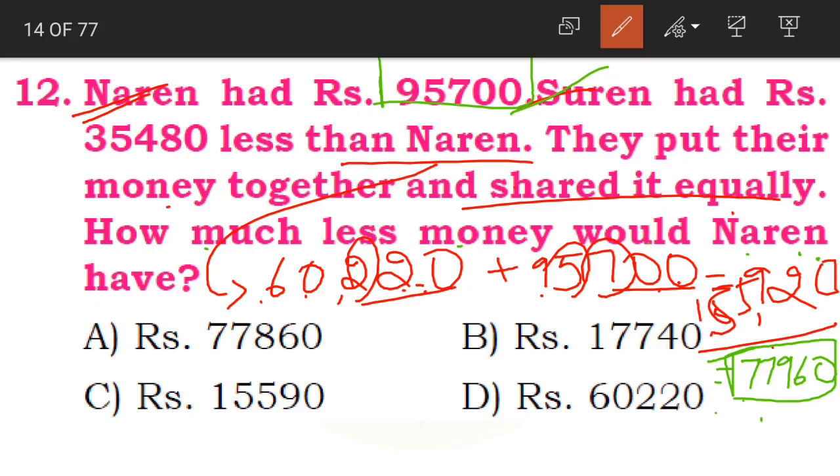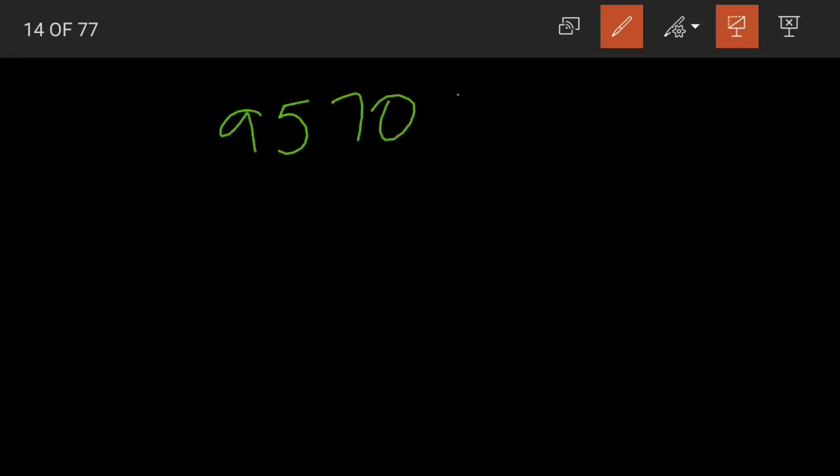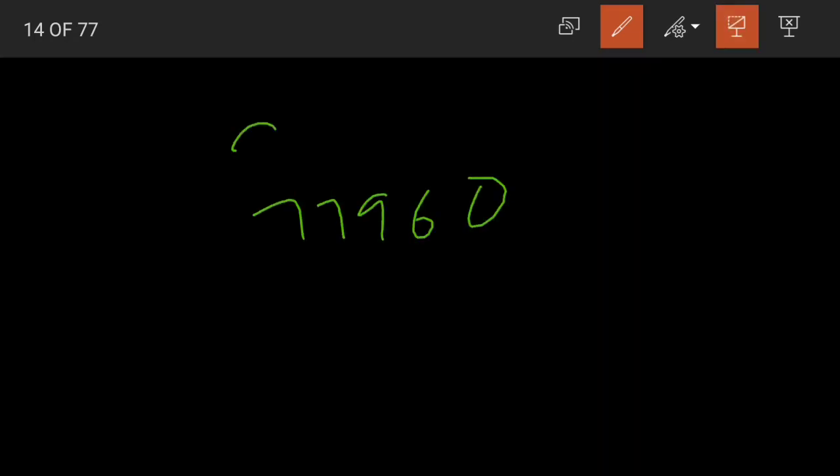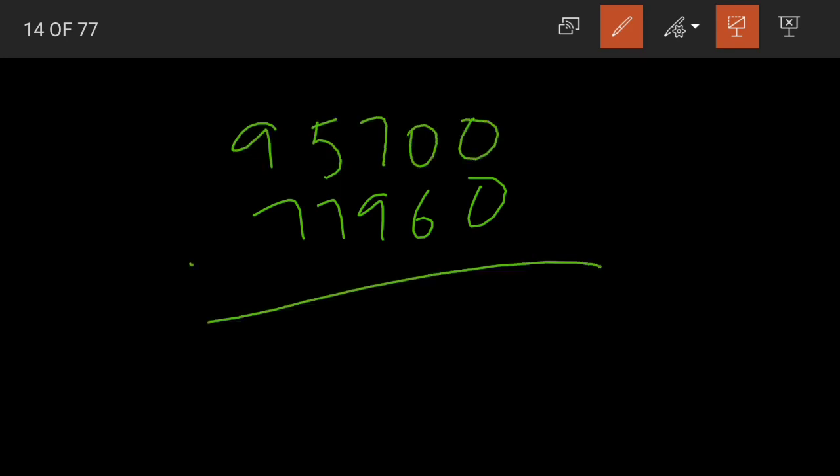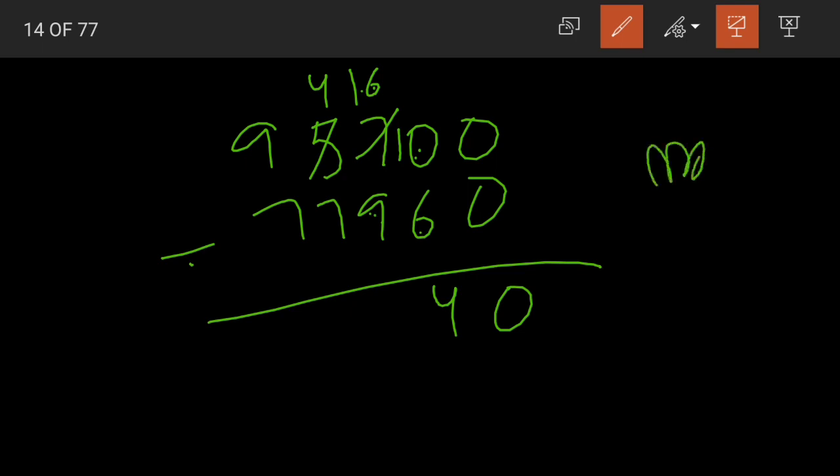After dividing, Naren has 77,960. But before he had 95,700. So we need to find out the difference. 95,700 minus 77,960. 0 minus 0, 0. 0 minus 6 not possible. So we'll borrow. 10 minus 6, 4. 6 minus 9 again not possible. We'll borrow. 16 minus 9 is how much? After 9, 10, 11, 12, 13, 14, 15, 16, so 7.